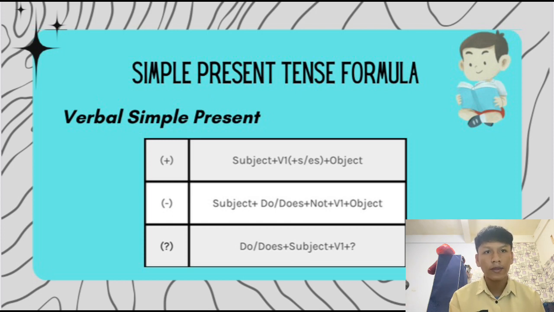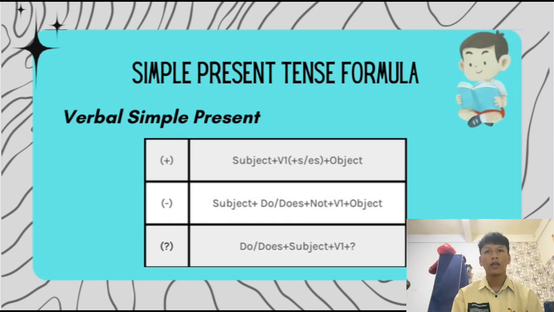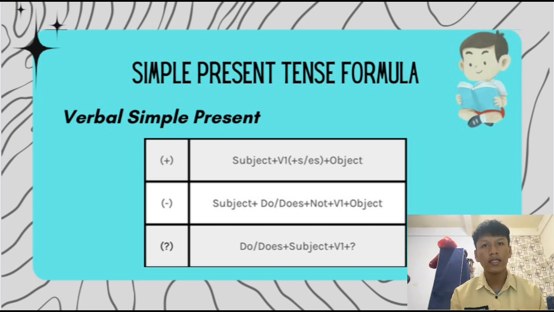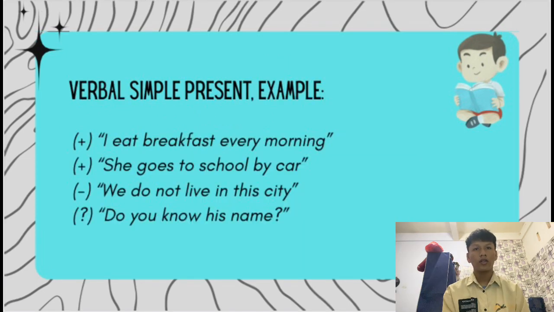So I would like to explain verbal simple tense first. The verbal simple present tense formula, the first one is positive: subject, verb 1, and object. Next is negative: subject, do or does, not, verb 1, and object. The last one is question: do or does, subject, verb 1, and question mark. So next is an example for verbal present tense.